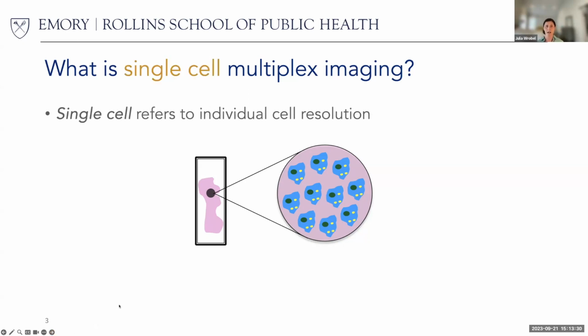So single cell refers not to the fact that you're imaging one cell, you're actually imaging hundreds or thousands of cells in every image, but to the fact that you have individual cell levels.